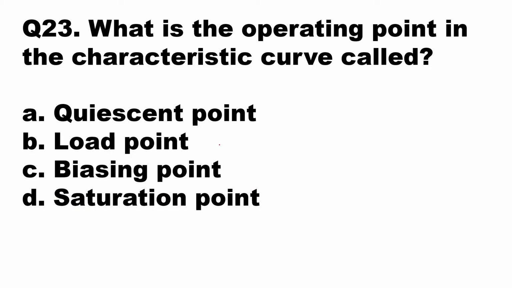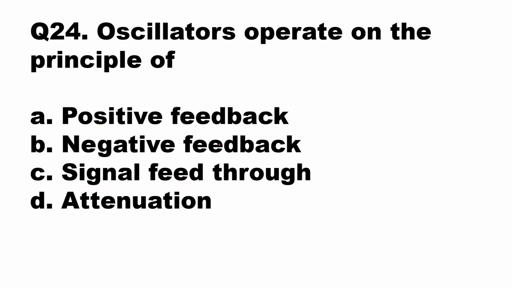What is the operating point in the characteristic curve also called? As I have told you earlier, the operating point or Q point can also be called the quiescent point. So option A will be the right answer here, quiescent point. Quiescent point is nothing but your operating point or Q point. Then the next question.